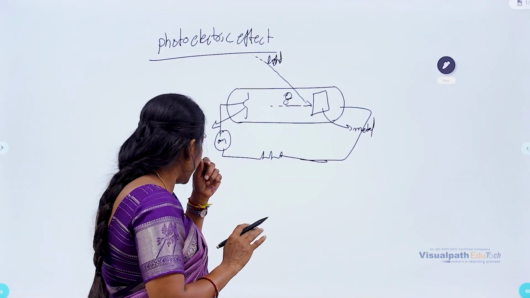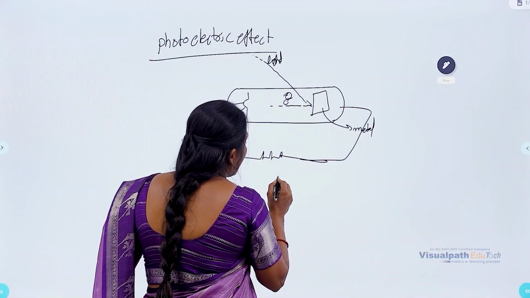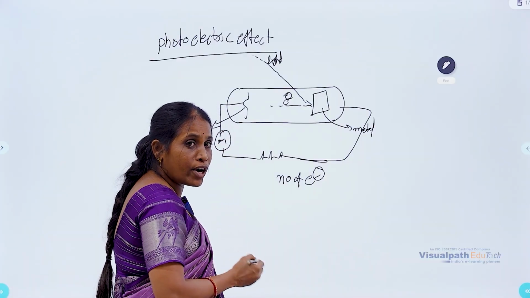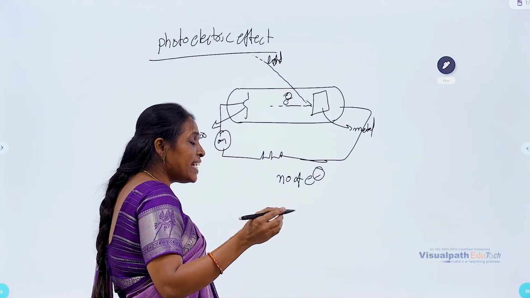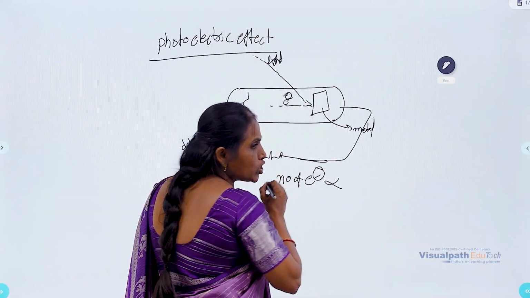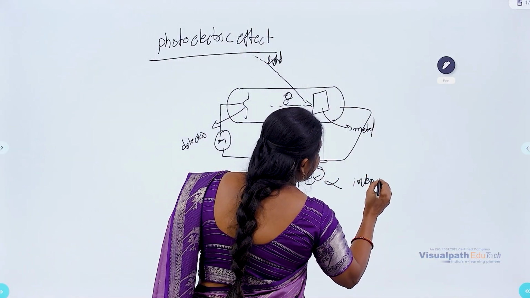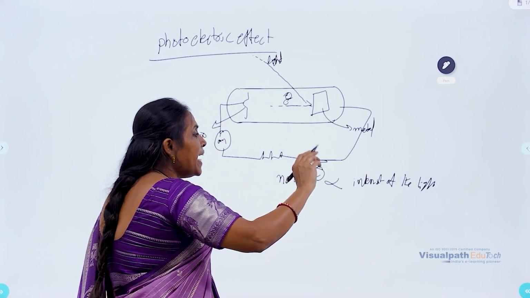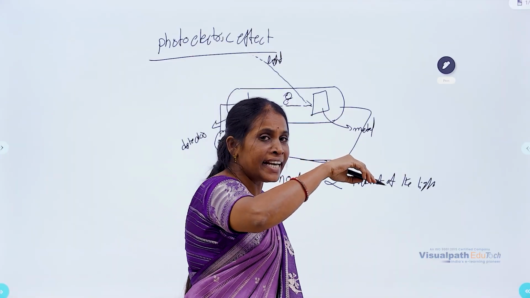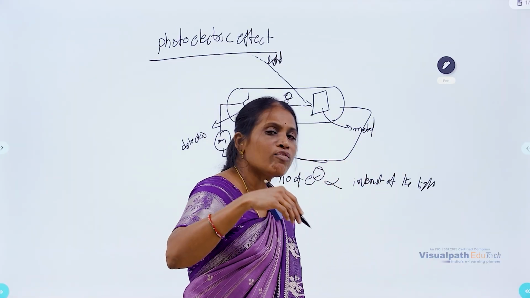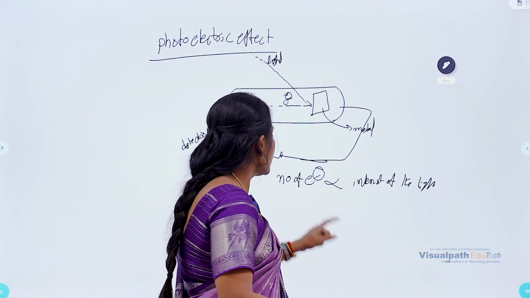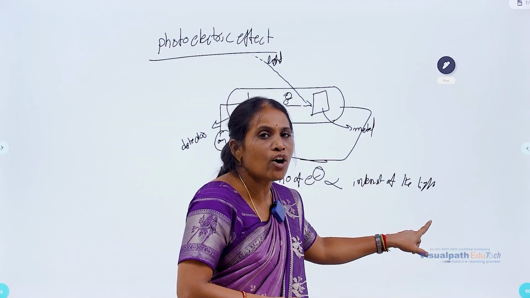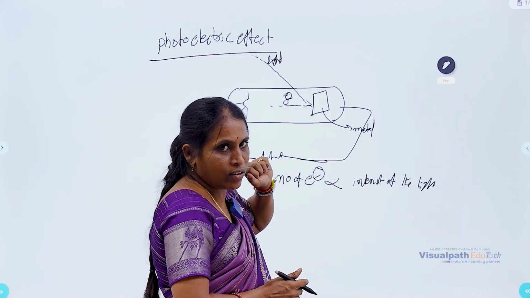Another thing is that the number of ejected electrons, the releasing of the electrons, is directly proportional to the intensity of the light. If the light intensity is more, then the ejection of electrons is also more. That's why the number of ejected electrons is directly proportional to the intensity of the light.